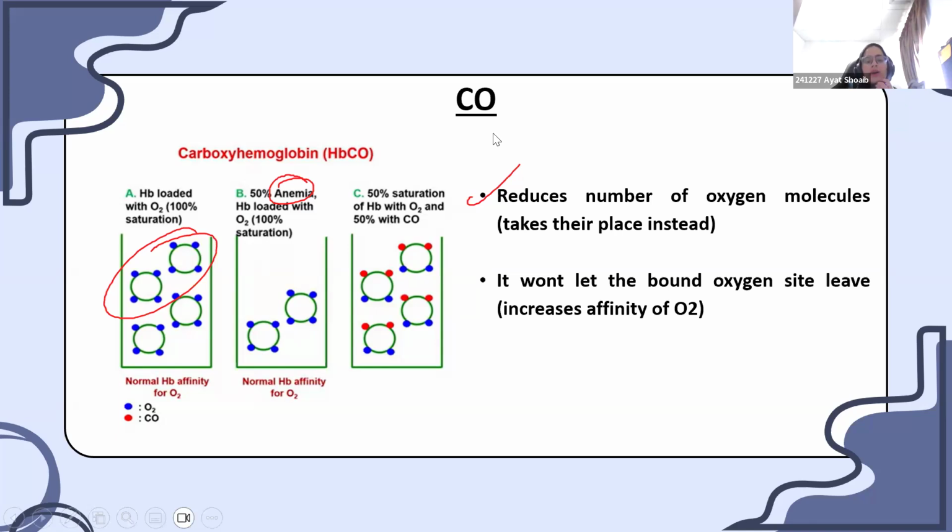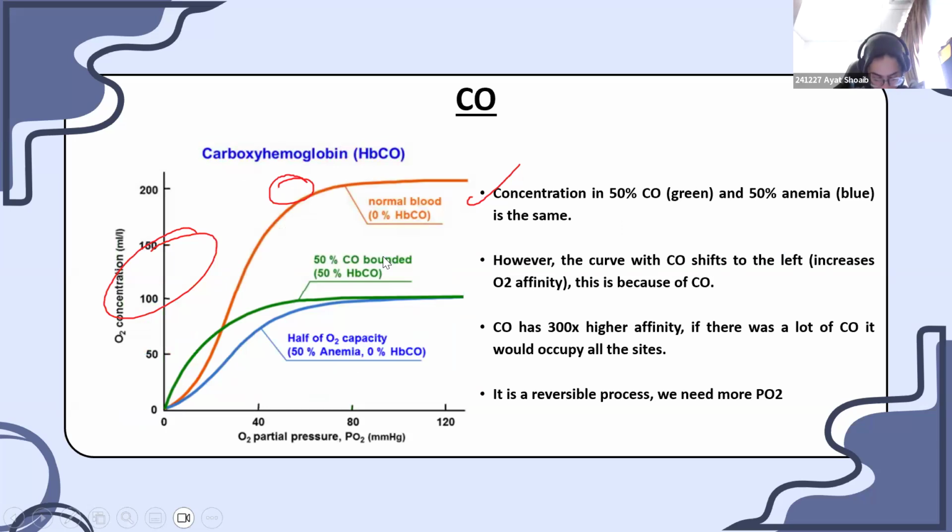Okay, but now you have carbon monoxide poisoning and it wants everything to itself, and it has 50% saturation. Why? Because it reduces the number of oxygen molecules and takes their place instead. So it took the oxygen's place. So now you don't have complete saturation, right? Look at this, it's 50% saturated. It has two oxygen molecules, two carbon monoxide molecules. Okay, and yeah, that's what it does.